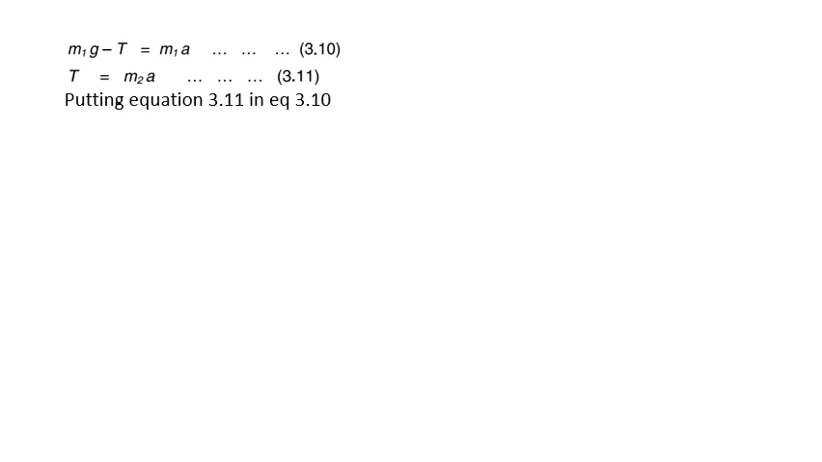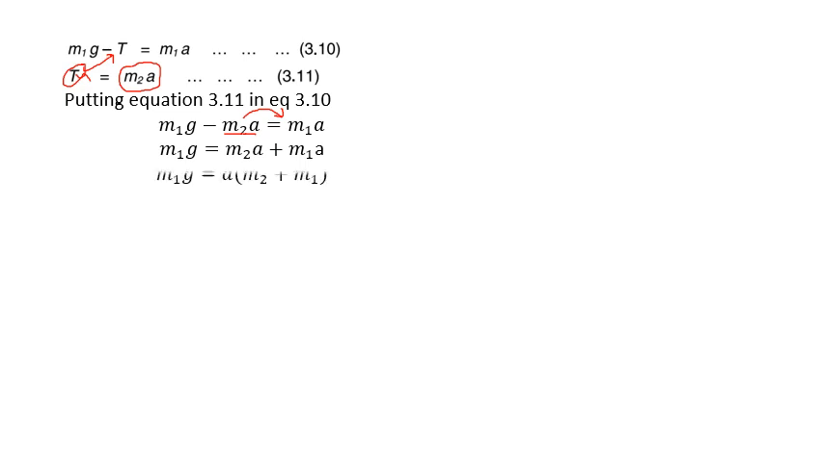Now putting equation 3.11 in equation 3.10, over here this is tension. If we put the value of this tension, what is the value of this tension? The value of this tension is m2a. So can I write like this? m1g minus m2a is equal to m1a. If I shift this m2a to the right, it will be m2a plus m1a.